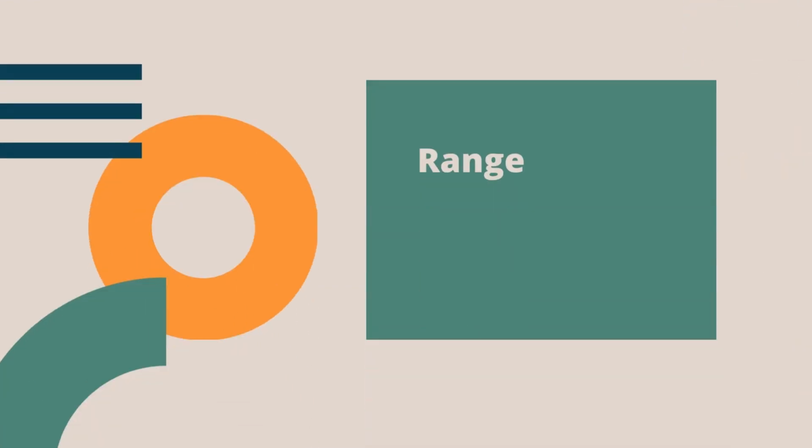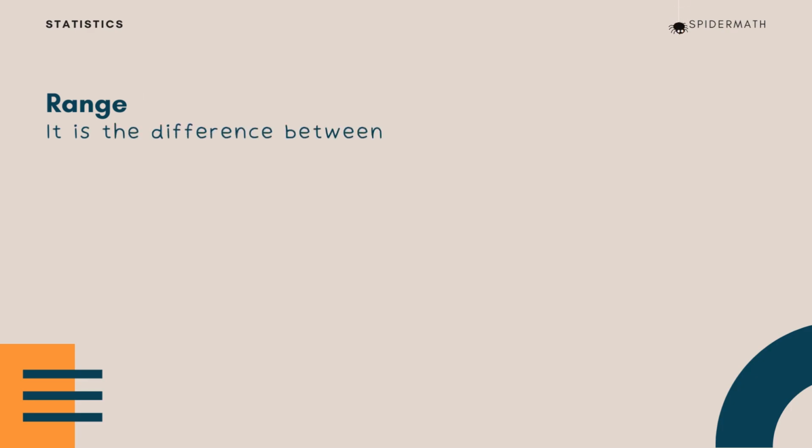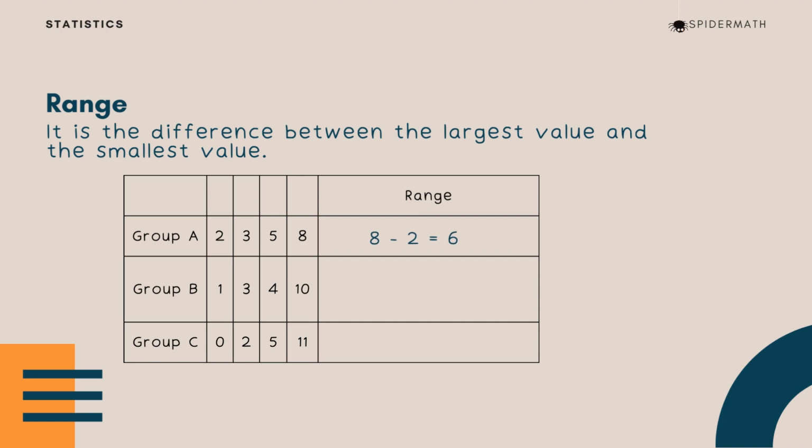The first and simple measure of variability is range. It is the difference between the largest value and the smallest value. The range in Group A is 6. For Group B is 9, and for Group C is 11.